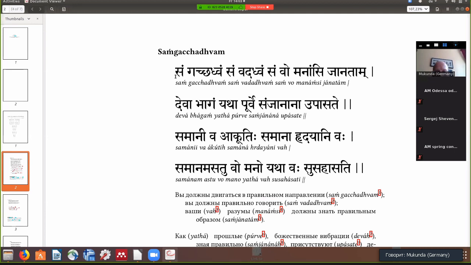So if we're taking the first syllable, we have the letter for sa plus the modifier to make the anusvara, it's called, to make this dot, to make a nasal, sang.